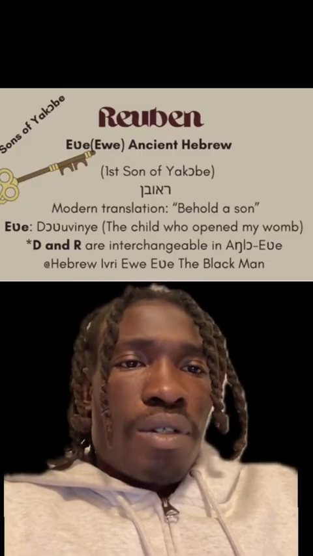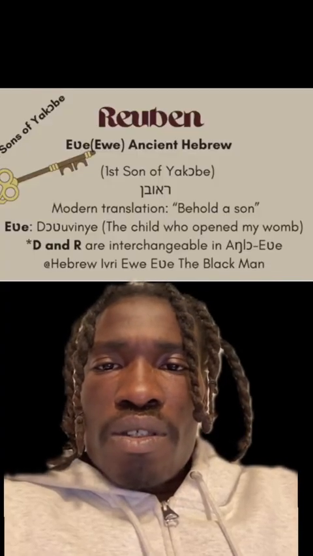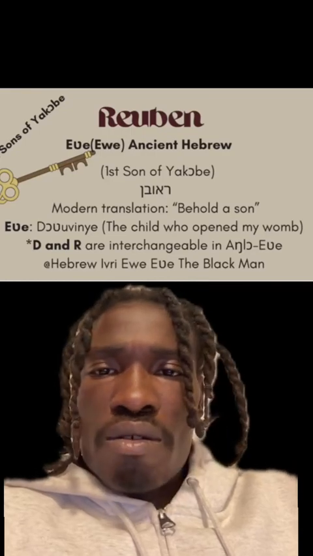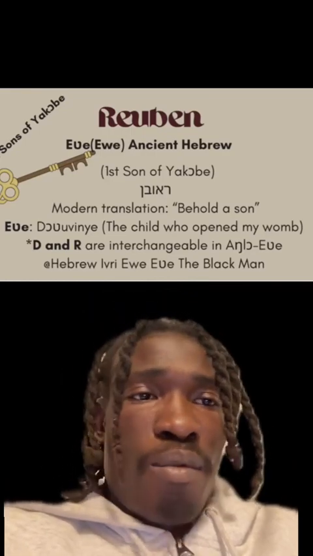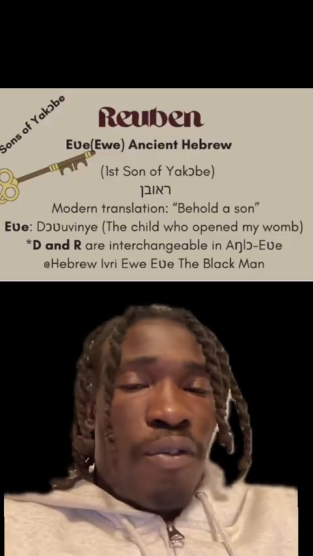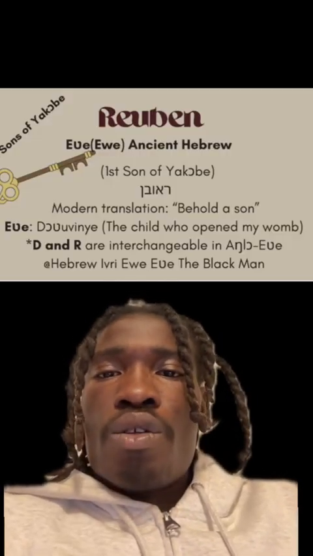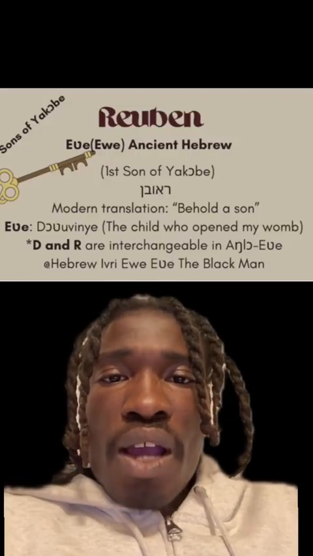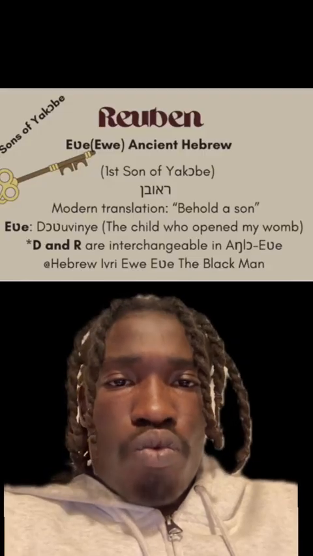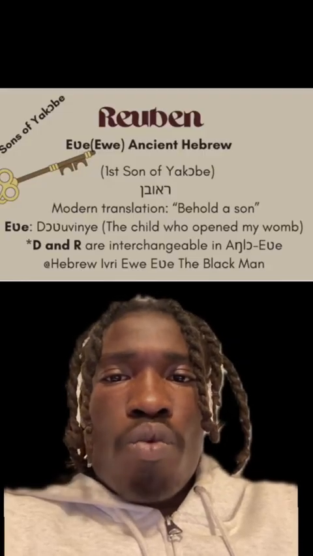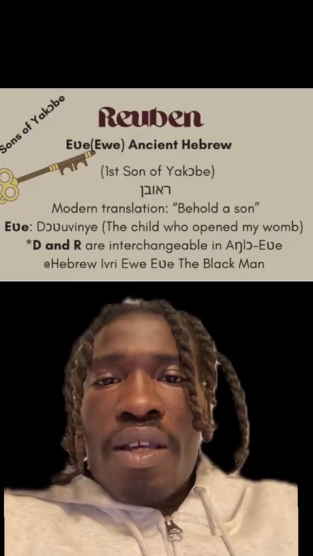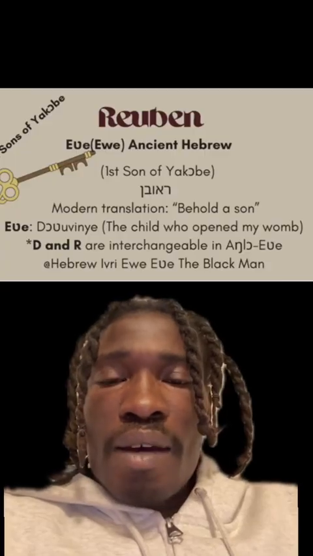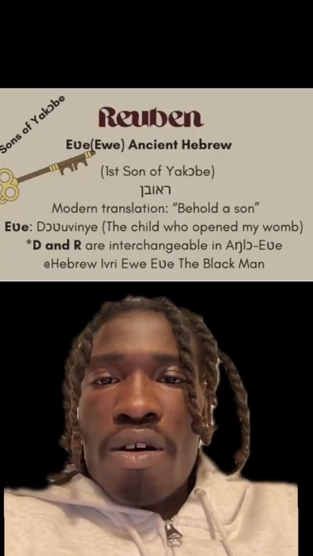However, in Eʋe, since it was the language that was used to write the Bible, the name of the first son of Yaakov reads Doʋuvinye. Doʋuvinye, the child who opened my womb. The child who opened my womb. The D and R are interchangeable. And along Eʋe, that's the dialect that was used in the scripture. The D and R are interchangeable.